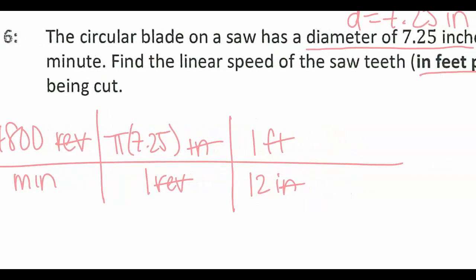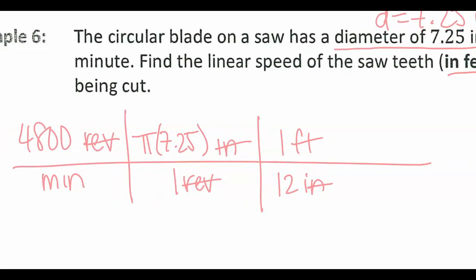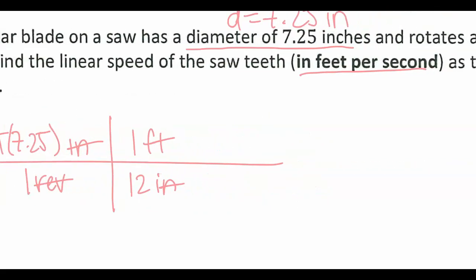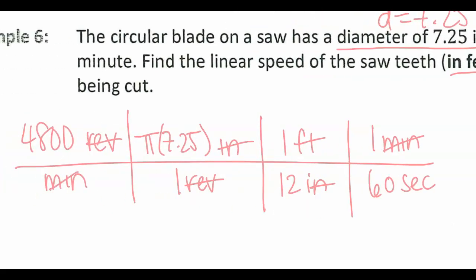Okay, cool. My numerator has nothing but feet. That's what I want. My denominator has minutes. I need to get these minutes into seconds. So in order to do that, we're going to do 1 minute is equal to 60 seconds. Cross out my minutes, cross out my minutes.